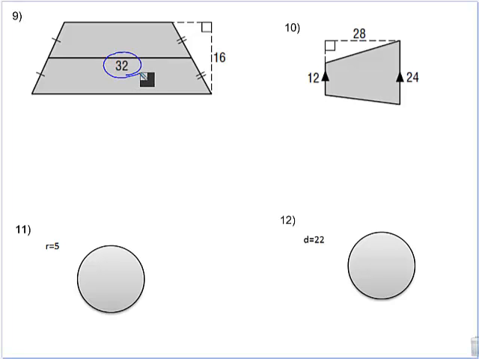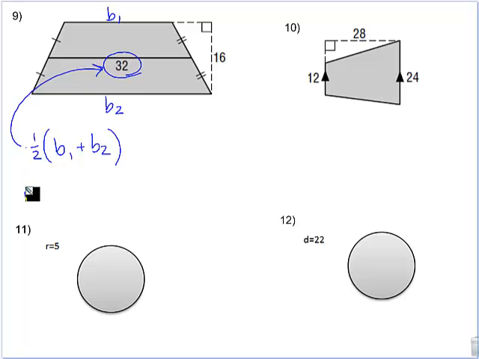How did we find the median? If this was base 1 and this was base 2, we added base 1 and base 2 and then we divided by 2, or took half of that. That would be our median. Okay, so 32 came from adding your two bases together and taking half of it.